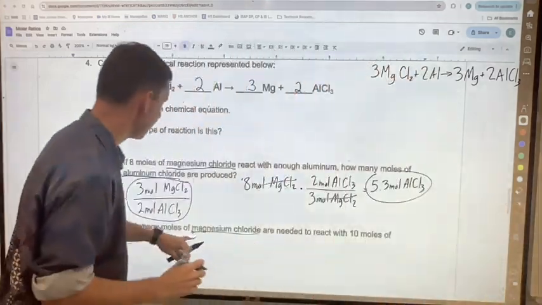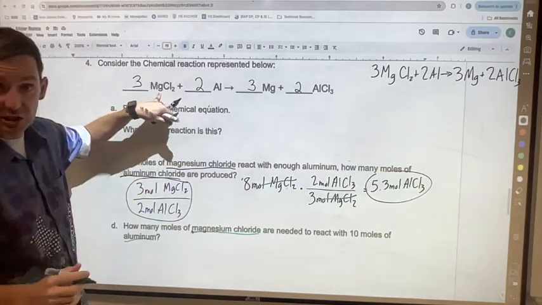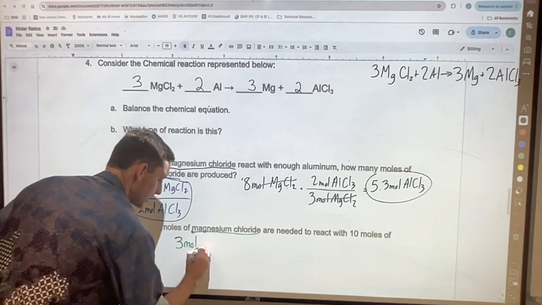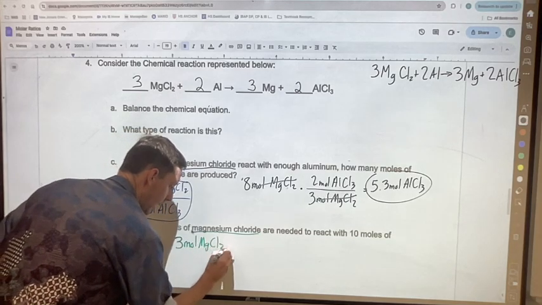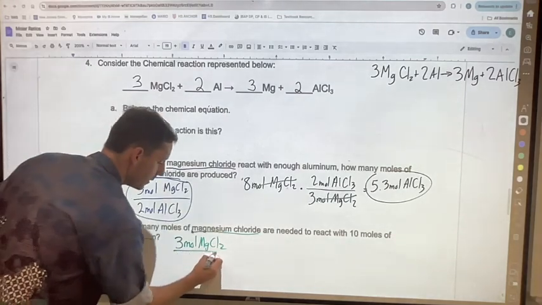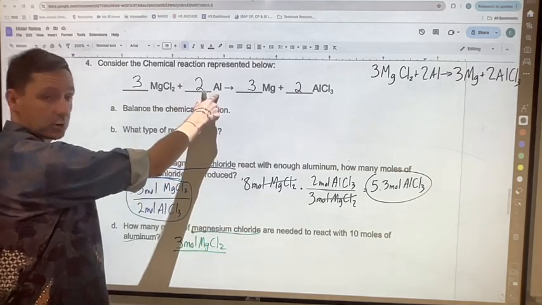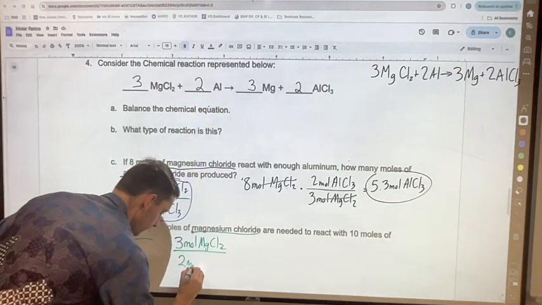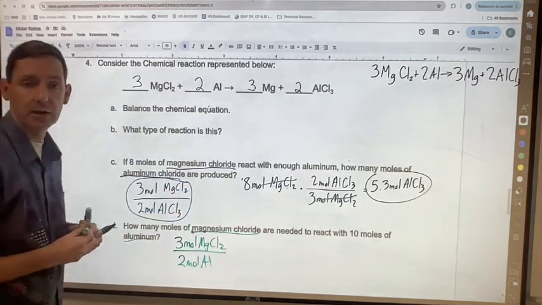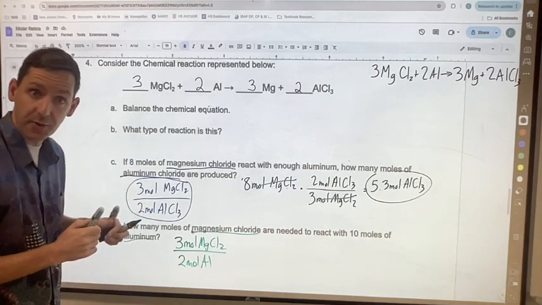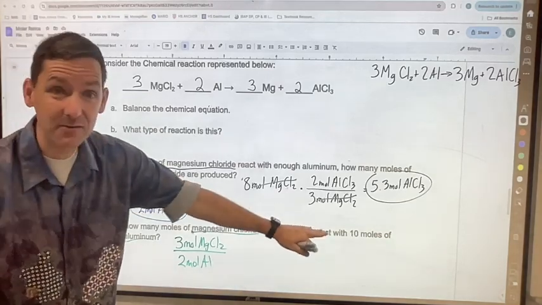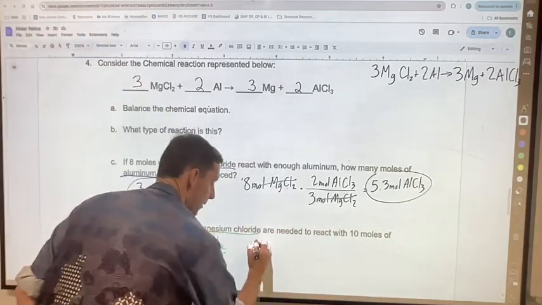So here we go. We've got magnesium chloride, which in the question is 3. So we're going to go 3 moles magnesium chloride. And then the second thing it's asking for is the aluminum. So the aluminum is 2 moles of aluminum. Just like that. So that will be my mole ratio. That'll allow me to take one and switch it over to the other. And so now I'm going to actually work through the problem. It says I have 10 moles of aluminum, so that's what I'm going to start with.